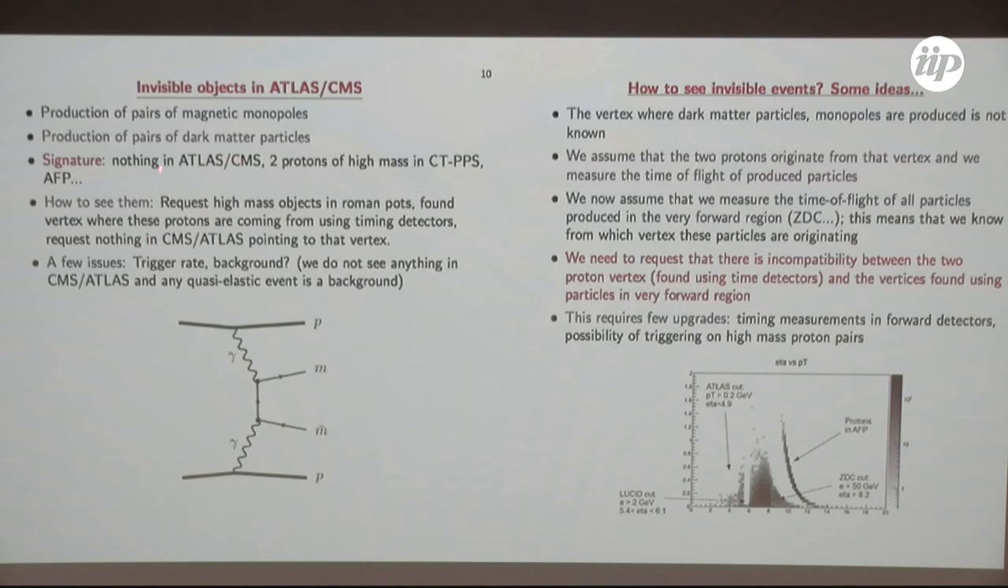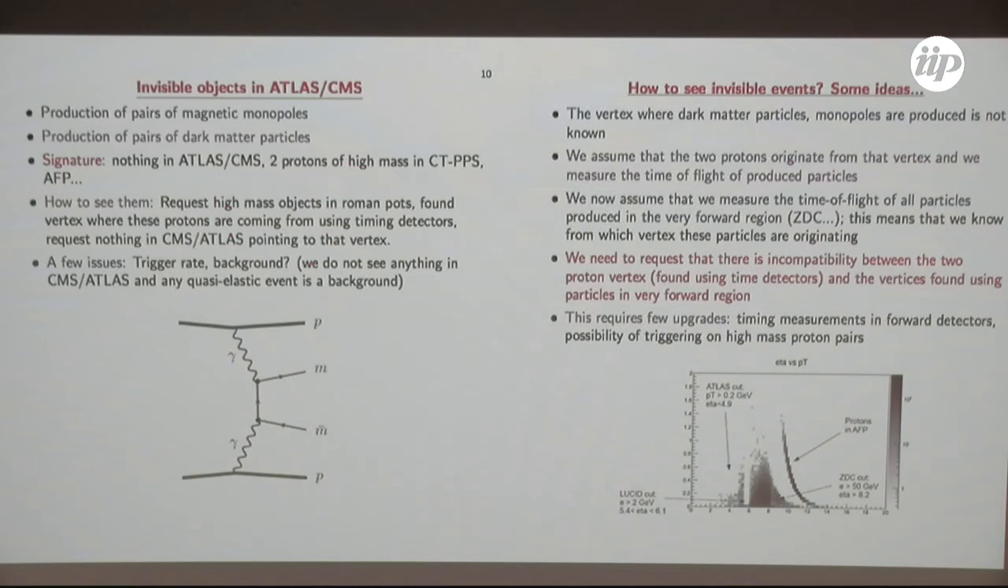So the signature is nothing in ATLAS and CMS, two protons of high mass in CT-PPS or AFP, which means the forward detectors in ATLAS and CMS. So the idea is to request a high mass object in the roman pots, find the vertex where these protons are coming from using the fast timing detector, because the fast timing detector measures the time of flight of the protons, and request nothing else in CMS and ATLAS pointing to that vertex. So this would be the general idea.